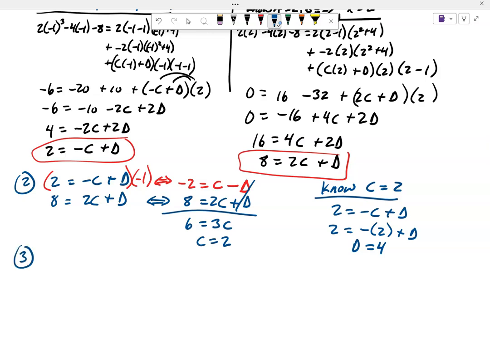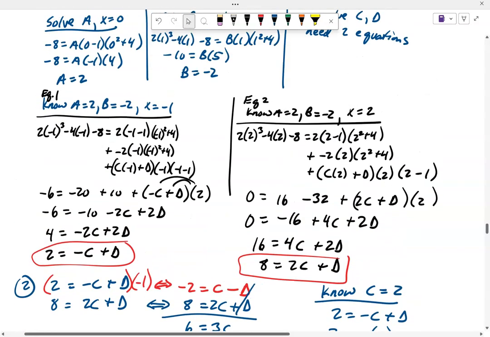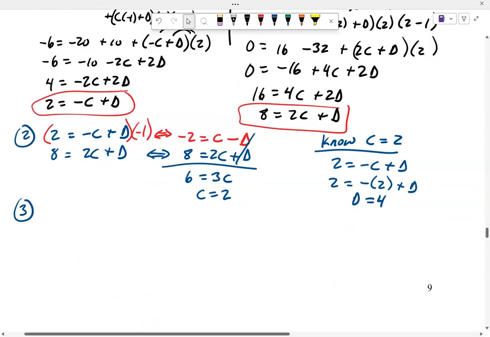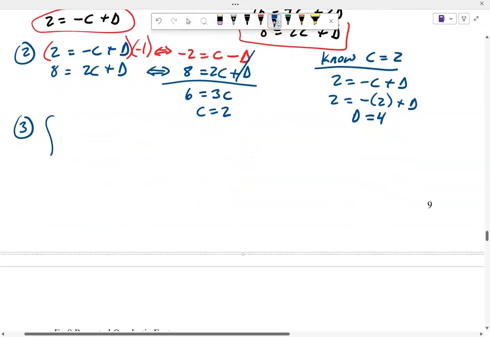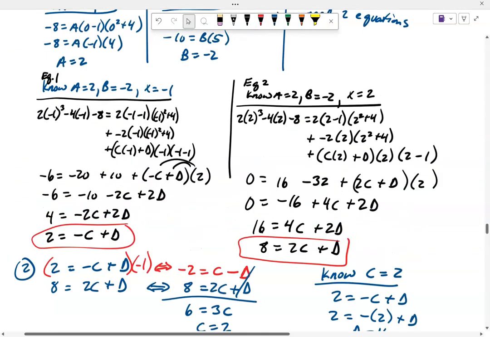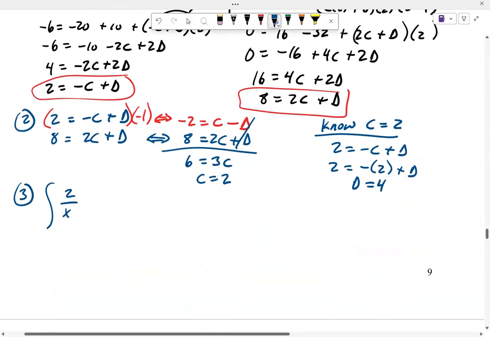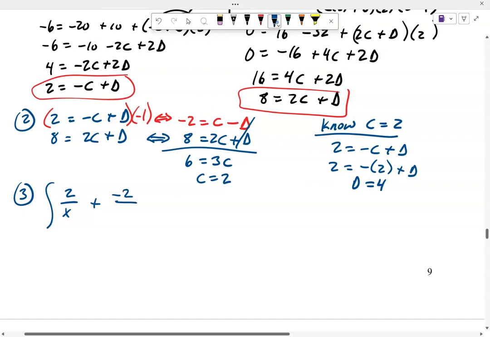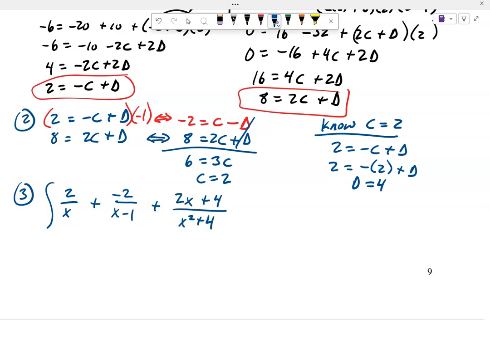And so finally we can set this thing up, right? I've got back up to here. Use this with my A, B, and C. All right. So I've got the integral of A. What was my A? A was 2. A over X. And then I had B over X minus 1. B is negative 2. And then I had the CX plus D over that X squared, that quadratic factor.